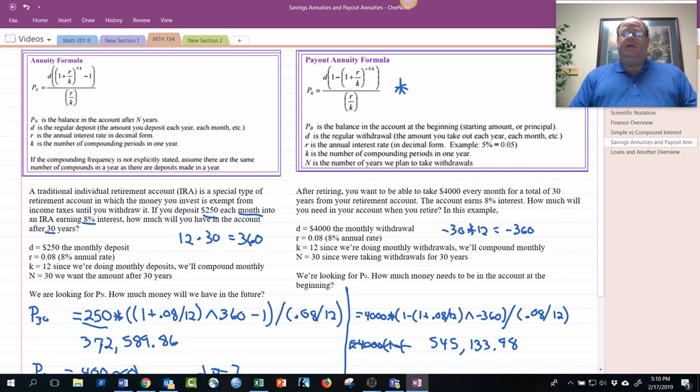All right, so that is it for the savings versus the payout annuities. I hope you found it helpful.